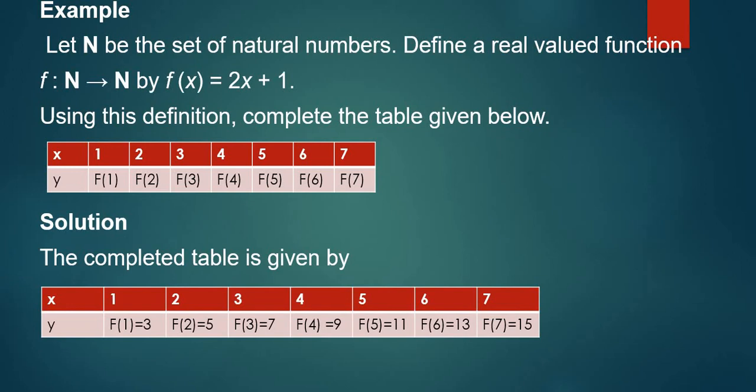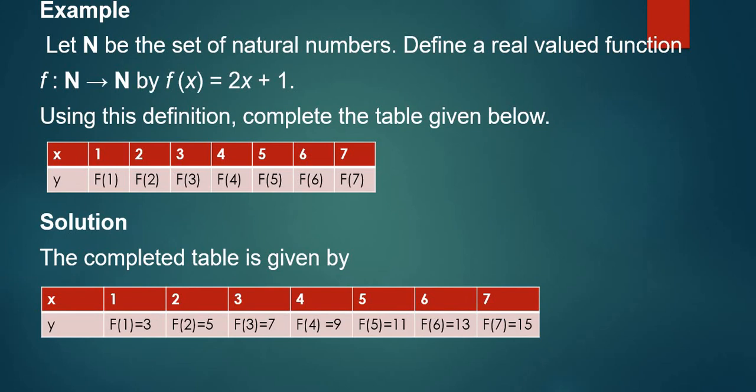Now next example. Let capital N be the set of all natural numbers. We define a real valued function f from N to N by f of x is equal to x plus 1. Using this definition, complete the table. We are going to find the value of f of x when x is equal to 1, 2, 3, 4, 5, 6, 7.